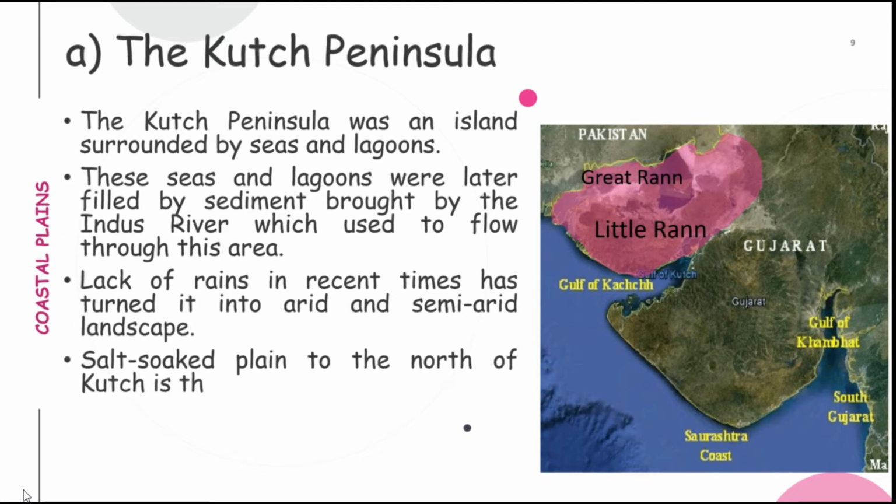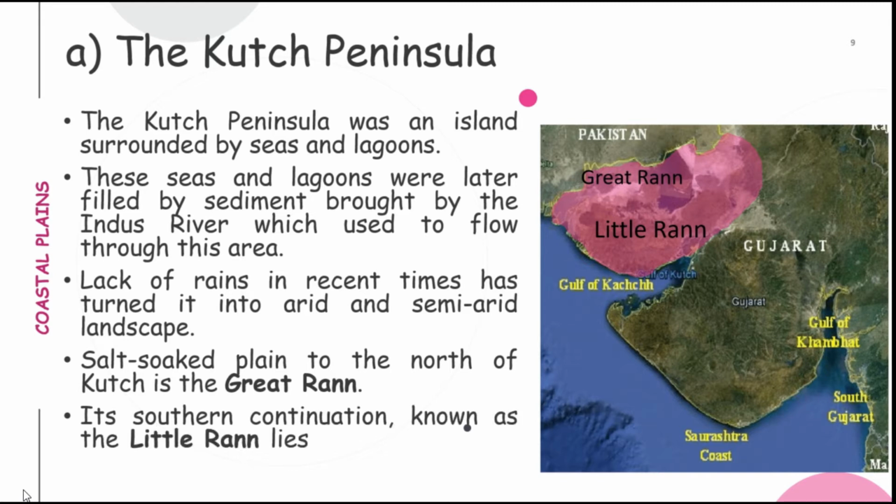So this Kach Peninsula can be divided into two, Great Rann on the north and the Little Rann on the south. Great Rann is a salt marsh which is an extension of Thar Desert. It is reputed to be one of the largest salt deserts in the world. Its southern continuation, known as the Little Rann, lies on the coast and southeast of Kach.